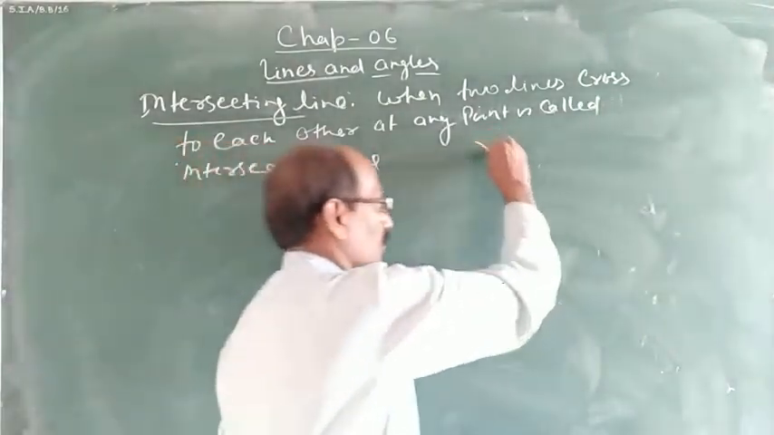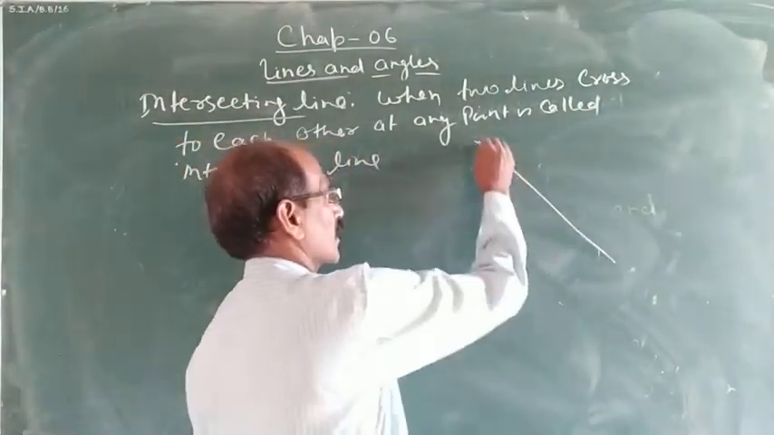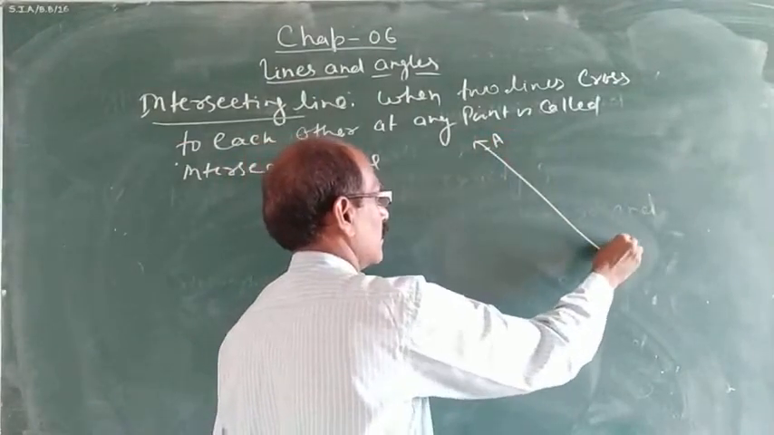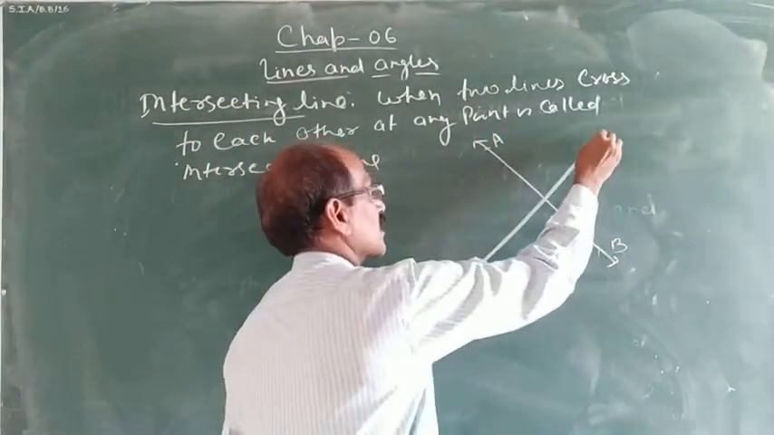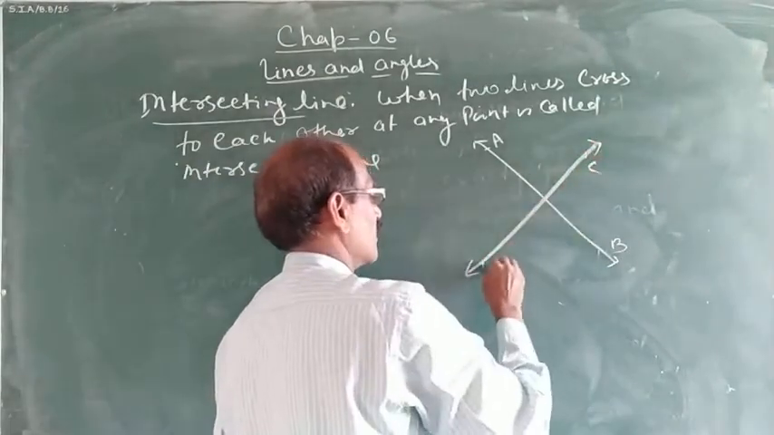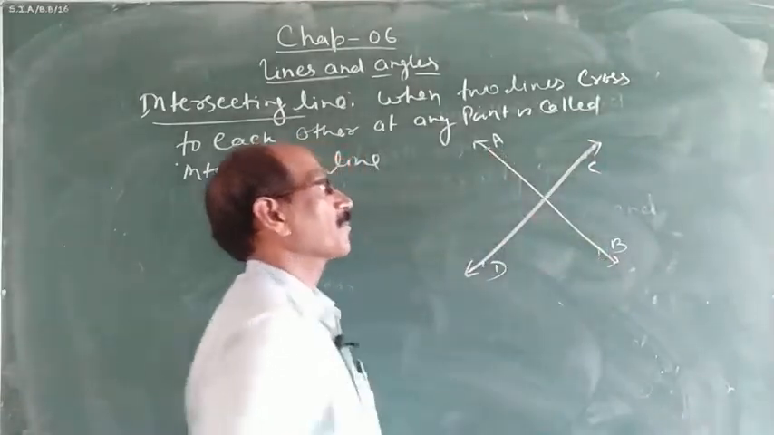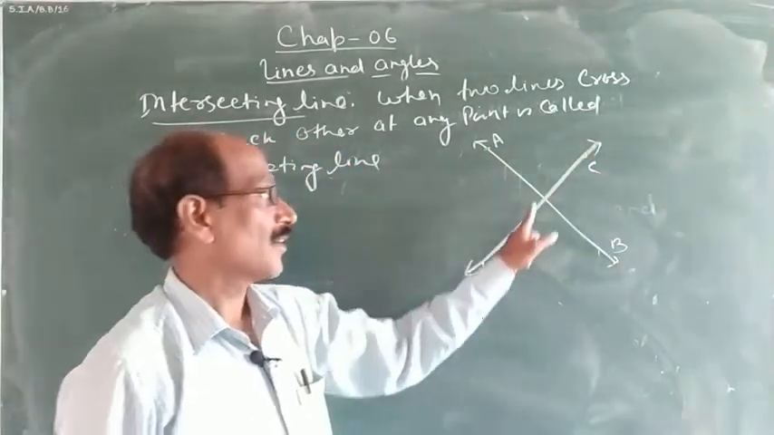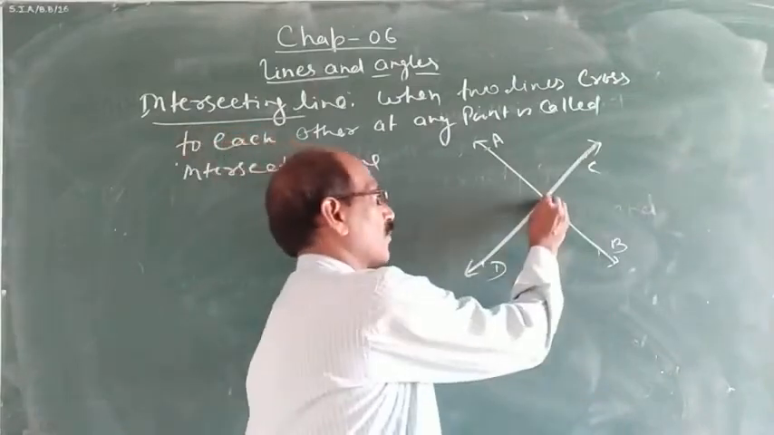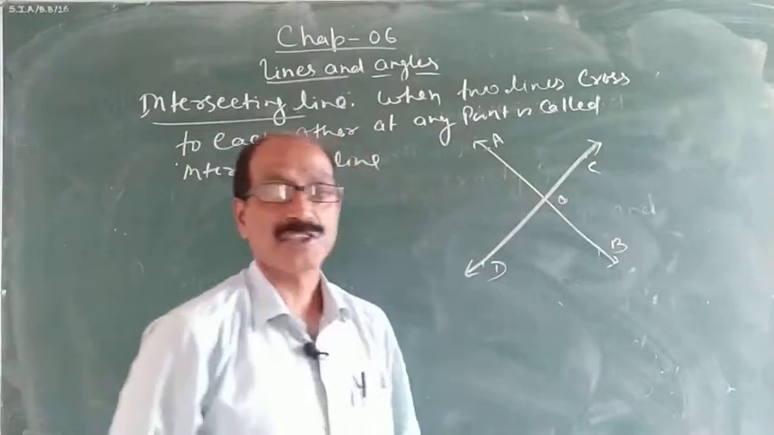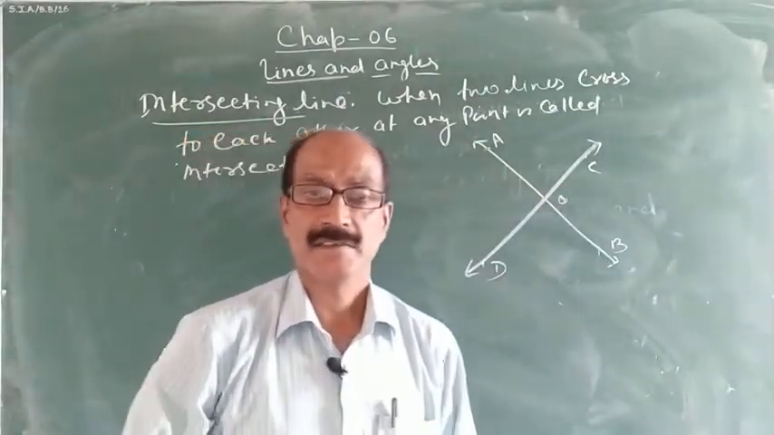Suppose one of the lines is this, write the name, line AB, and another line crosses it, this is line CD. Here the two lines, line AB and line CD, intersect each other at a point. Suppose this point is O. These are the intersecting lines.